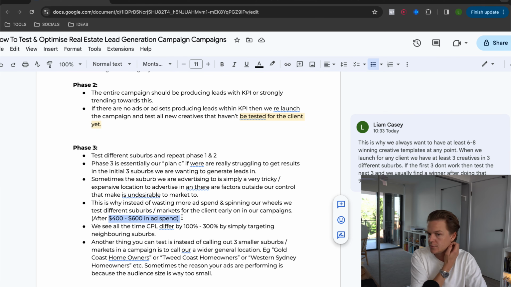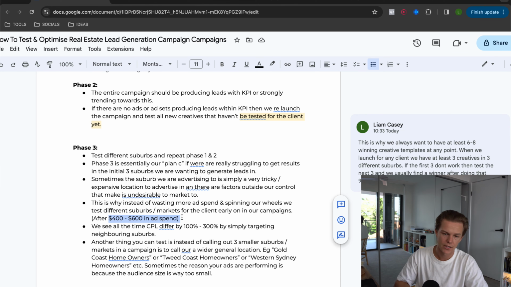And so if you're spending $25 a day, $750 per month, this is towards the tail end of the first month of you running ads. And so this is, like I said, plan C, and what we do for our clients that are the trickiest to get results for. But if you're a marketing agency owner, this could save you from losing a bunch of clients. If you're a real estate agent, this could save you from giving up on Facebook ads and thinking that they don't work entirely.